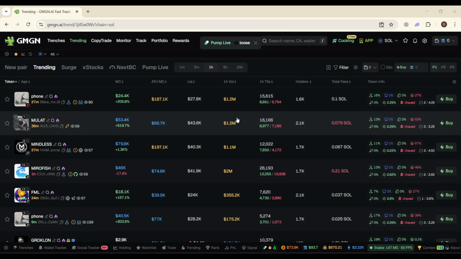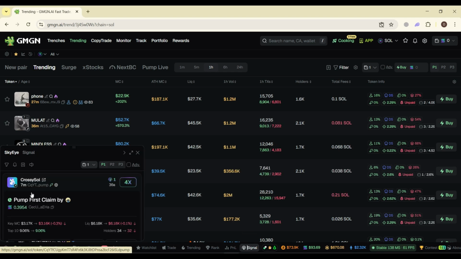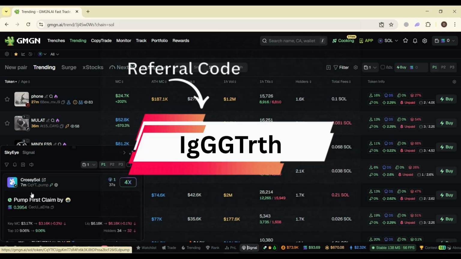Okay, so what does the alpha signal mean? The alpha signal is basically a highlight or alert from the system. It points out a token that is showing early activity or unusual patterns. It doesn't guarantee success. It just tells you, hey, this one might be worth looking at.